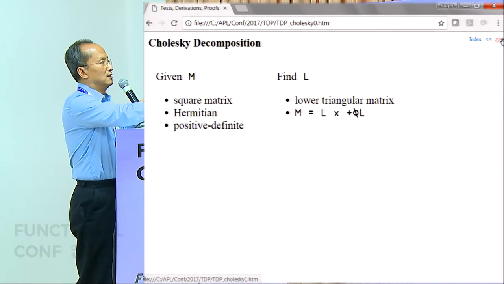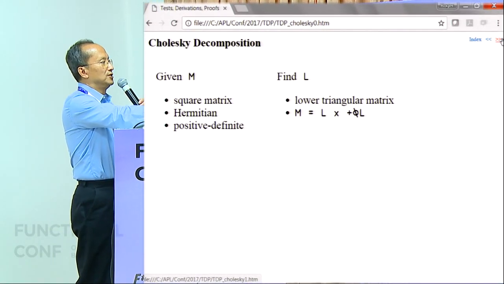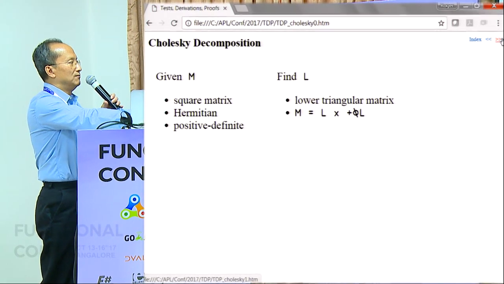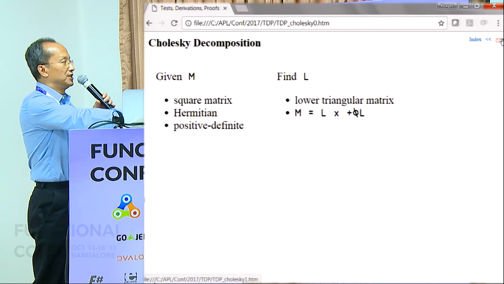This is not special notation. Transpose is the thing we were looking at before. And monadic plus in APL is conjugate.